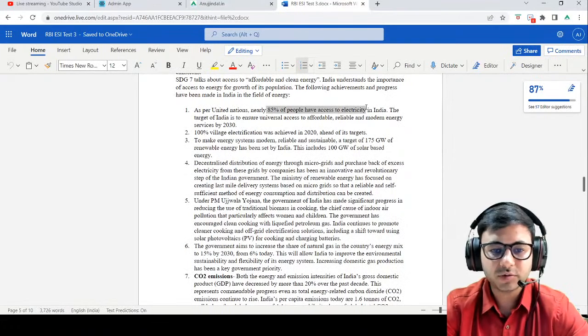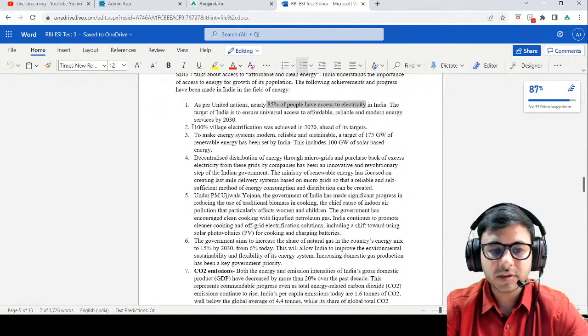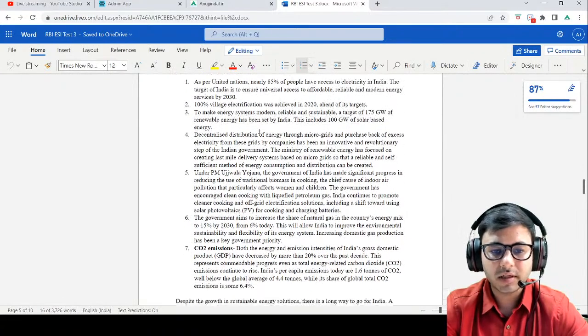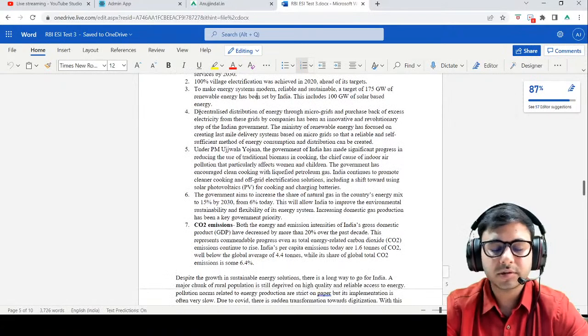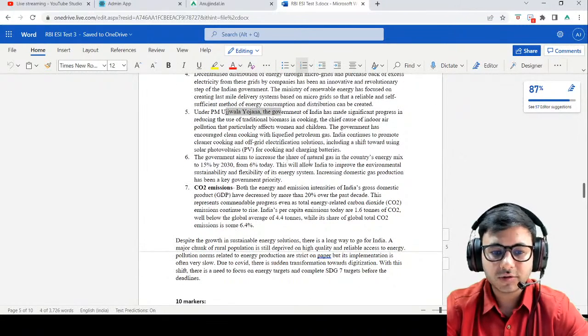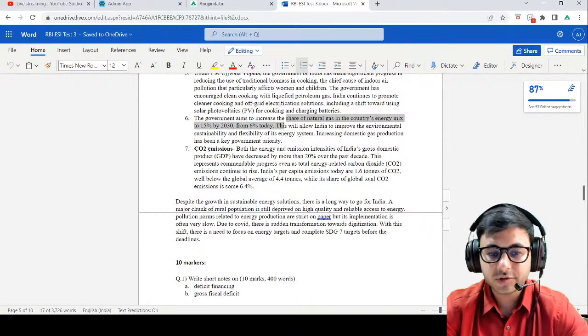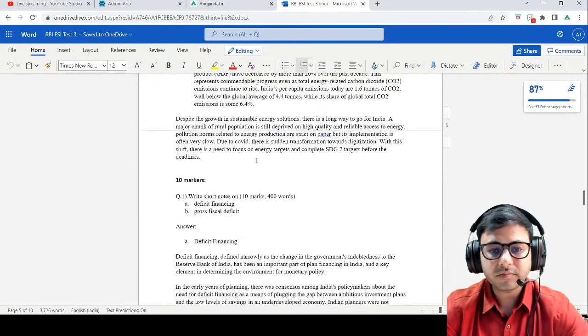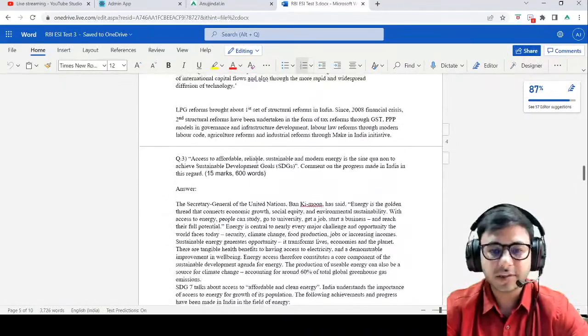85% of people have access to electricity in India. 100% village electrification. Okay. 175 gigawatt sustainable energy systems. Microgrids, Ujjwala Yojana, that has been mentioned by you. The share of natural gas has to be increased. CO2 emissions, the intended nationally determined contribution target that India has. Okay, so these are all India's achievements in this regard.